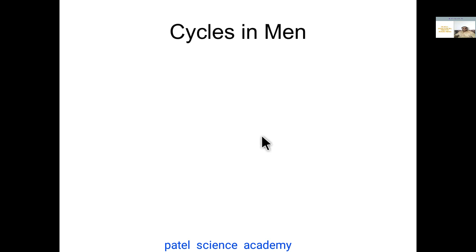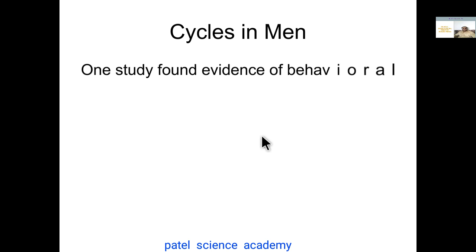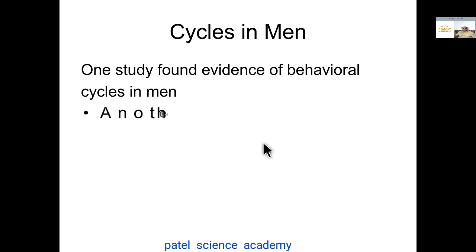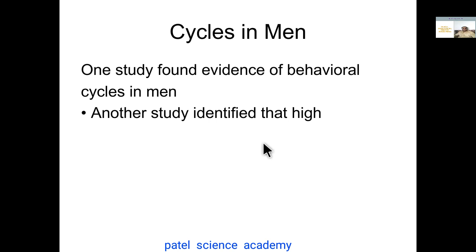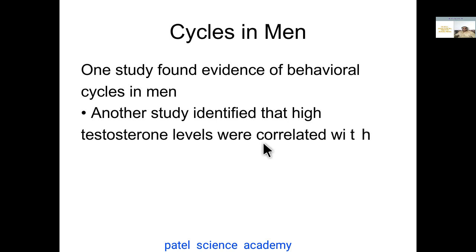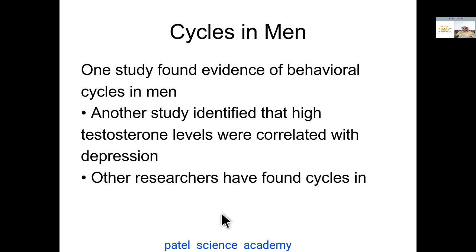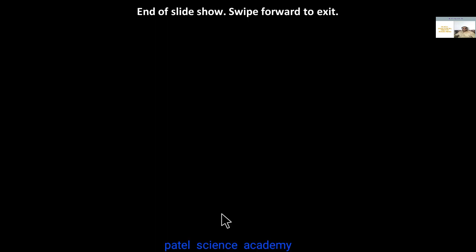Cycles in men. One study found evidence of behavioral cycles in men, and another study identified that high testosterone levels in men were correlated with depression, and other researchers have found cycles in men's emotional states. So this is about this lecture.